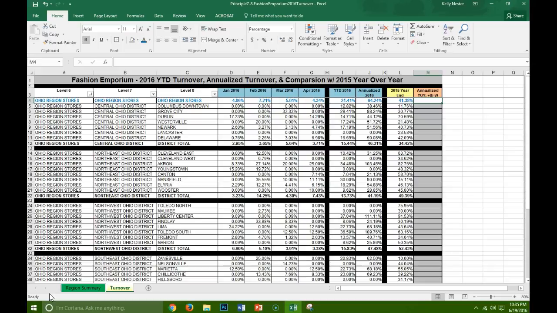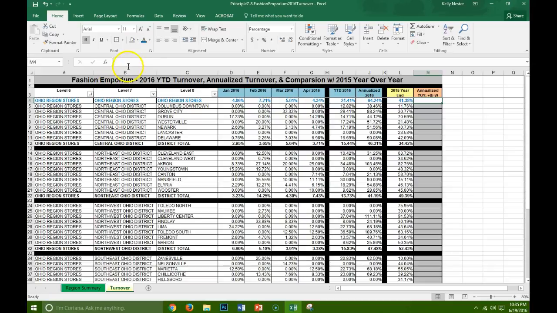The formula to compare 2015 year-end and 2016 annualized turnover obviously needs to include the data from these two cells, and we want to determine if the annualized 2016 turnover is better or worse than the 2015 year-end turnover. The formula for this calculation is entered like this.